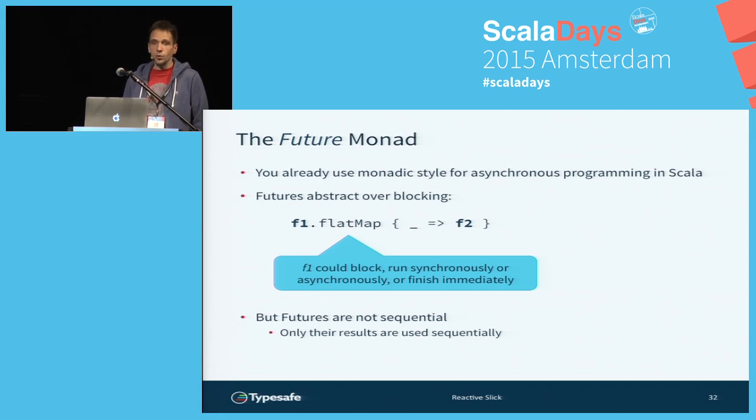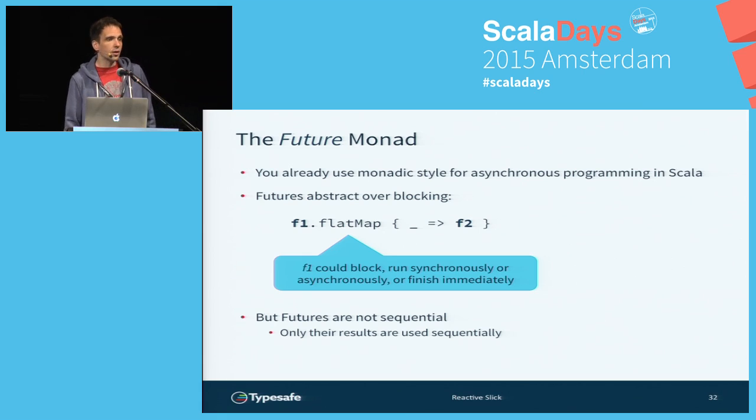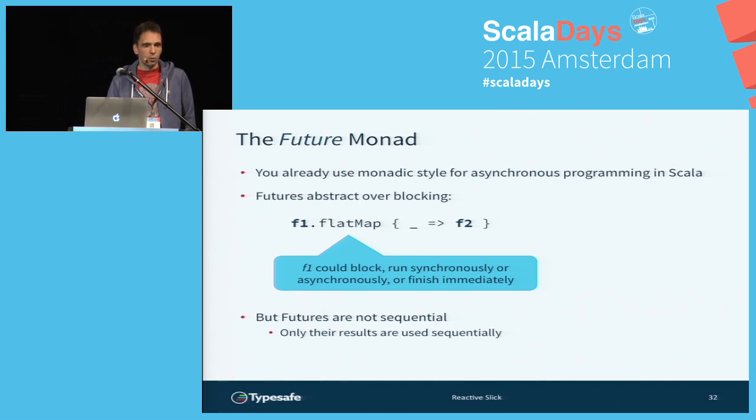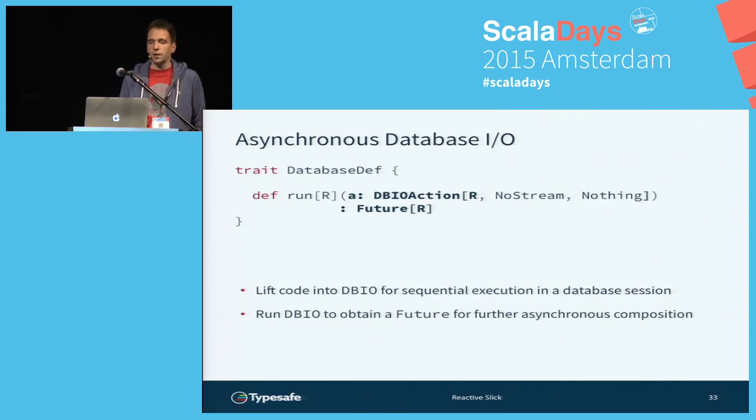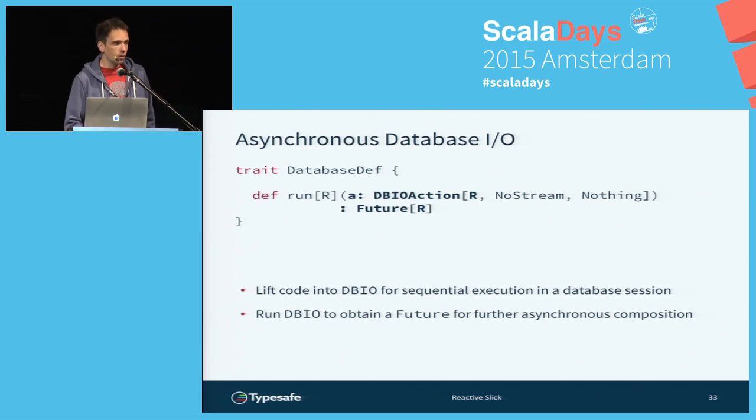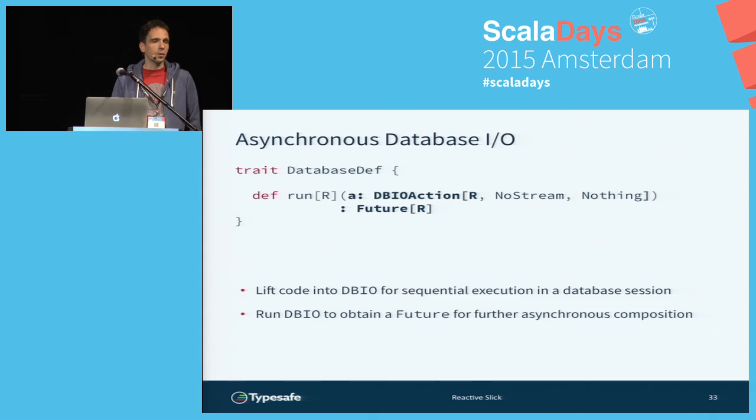So futures are used for a different purpose. You use them for concurrency, whereas I/O is used for sequencing, when you want to guarantee that things run in a sequence, which you need like for transactions. So in order to work with both of these, you can first compose your code in DBIO, and then you can compose further in Future, depending on what your needs on this composition are.